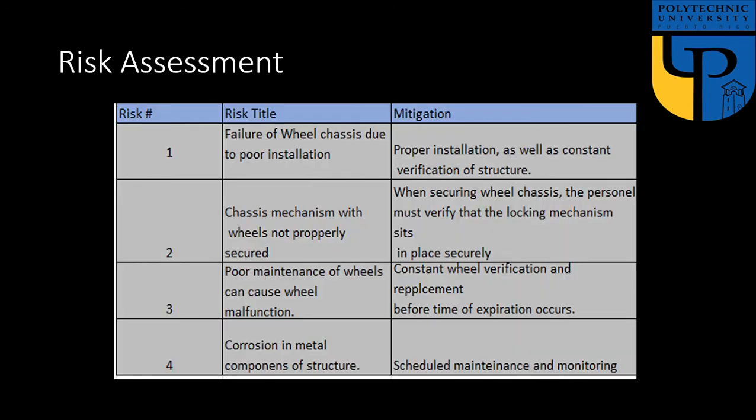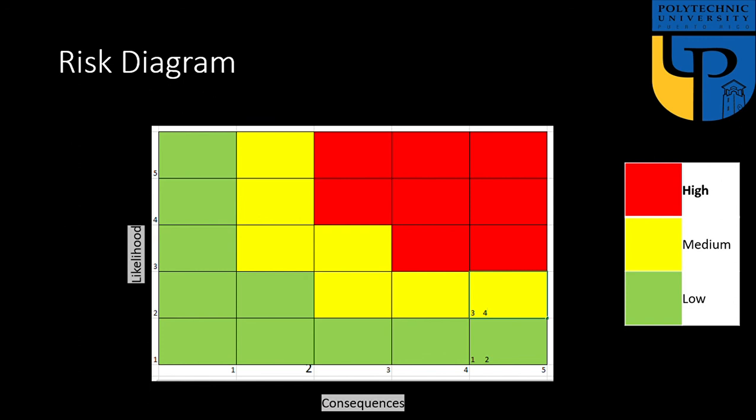And so my risk assessment: there might not be that many risks concerning the mechanical part of the incubator. However, I did find some risks, which include failure of the wheel chassis, such as the wheels not being properly secured or installed. Basically, mistakes that could happen when assembling the incubator, which has to be done by someone who understands what they're doing. Other possible risks include poor maintenance of the wheels or any other part of the incubator. It can cause any sort of problem, even though the likelihood is minimal. If something were to happen, the consequences would be really, really high. And so here you have my risk diagram. As you can see, I just explained my risks, and you can see them here.